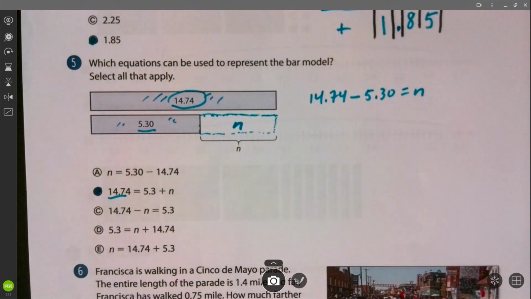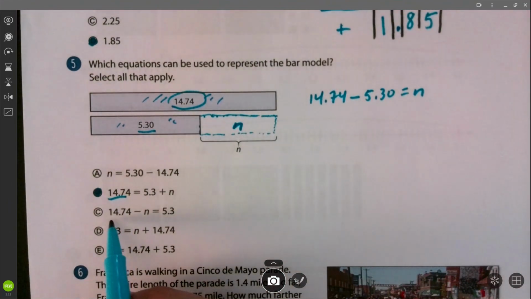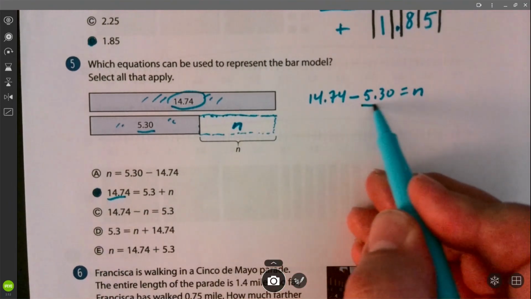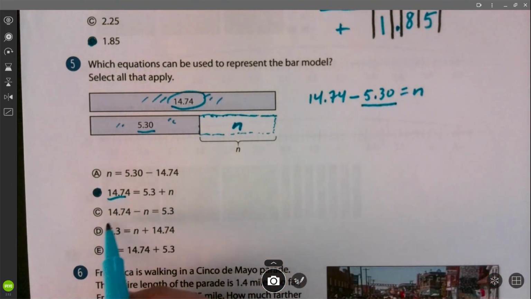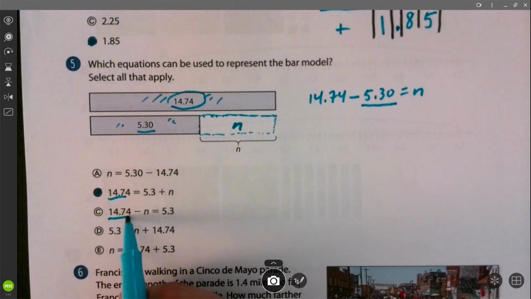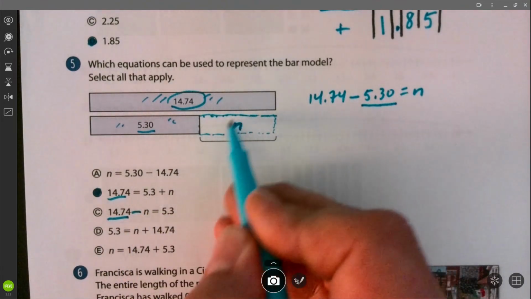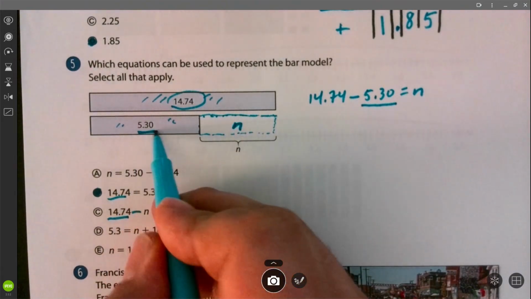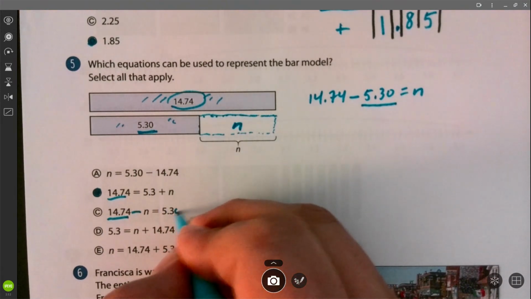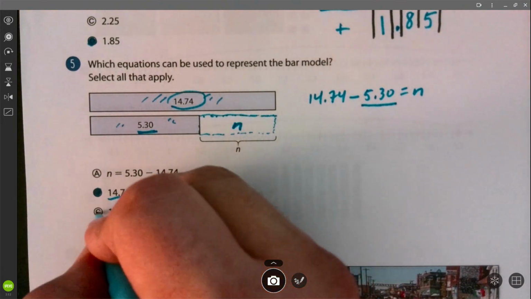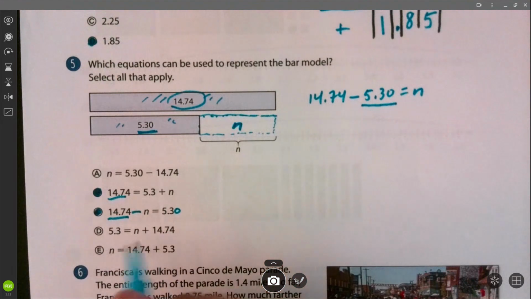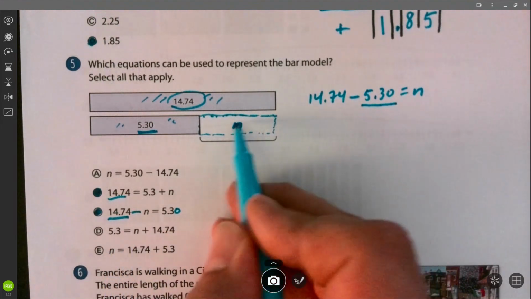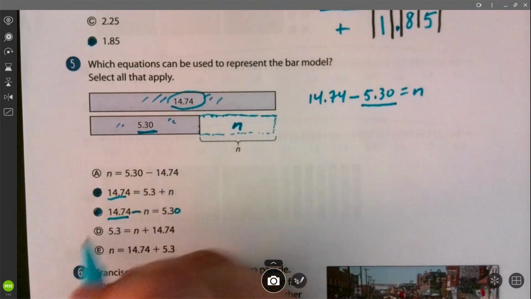Okay. And then let's see. They're saying, ooh, so I did take away 5 and 30 hundredths, but they're saying the larger number here, take away whatever this n value is, should give you that 5 and 3/10 or 30 hundredths. So that's correct. They're saying that 5 and 3/10 is equal to whatever that number is plus this number here.